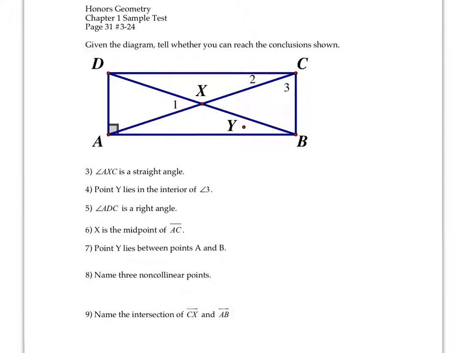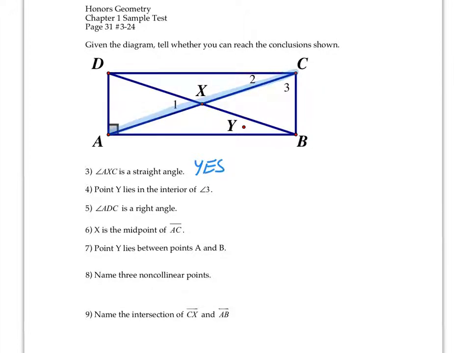We're given this diagram and it says tell whether you can reach the conclusion shown. We're starting with question number 3. Can we assume that angle AXC is a straight angle? If you follow from A through X to C, notice that it forms a straight line. In geometry, this is the one thing we can assume from a diagram: that a line is straight. So the answer for number 3 is yes.